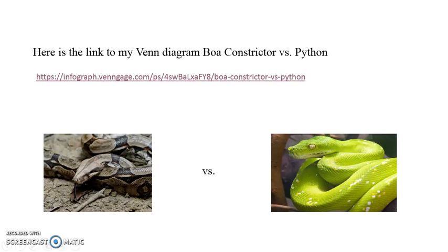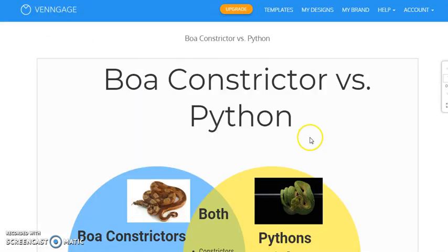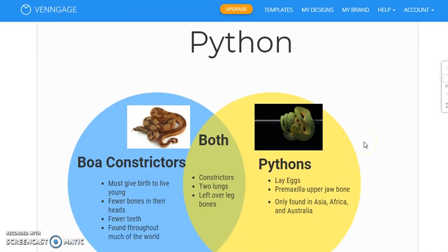Here's a link to my Venn diagram, boa constrictor versus python. This will take us to Venngage when we click on it. As you can see, here's my Venn diagram. Boa constrictor versus python. It has a picture of a boa constrictor, a picture of a python.